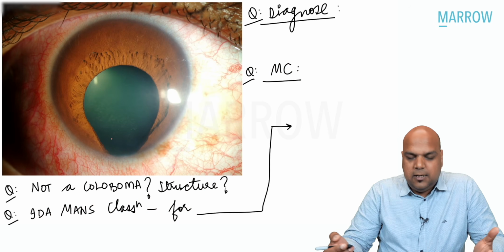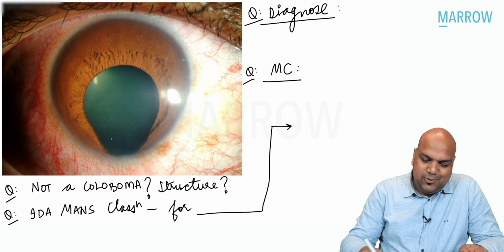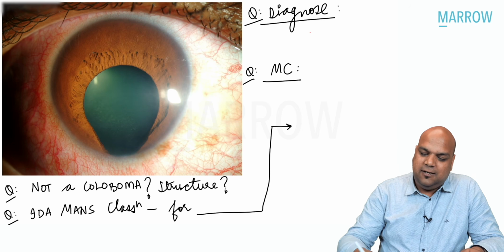Let us see another image. Let's see this image. What do you see in this? Yes, you see a beautifully deficient iris inferiorly.